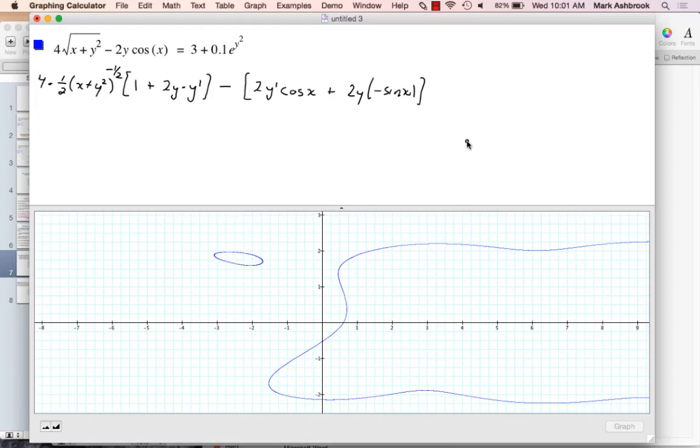Okay? Right side. Rate of change of 3 is 0, plus, what do we got? 0.1 times e to the y squared. So the rate of change of e to the something is, start with e to the something, now times the rate of change of the interior function, which is another chain rule, right? Y squared is going to be chain rule. It's going to be times 2y, y prime.